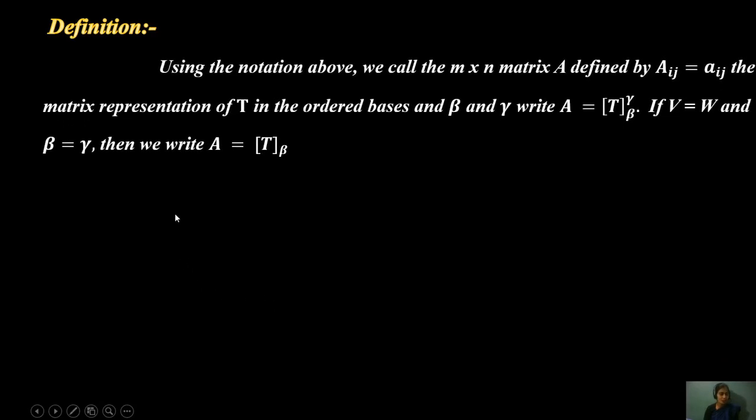Definition: we call the m by n matrix A defined by A_ij the matrix representation of T in the ordered bases beta and gamma, and we write A equals the matrix of T with beta in the base position and gamma in the power position. If V equals W and beta equals gamma, then we write A equals [T] beta.